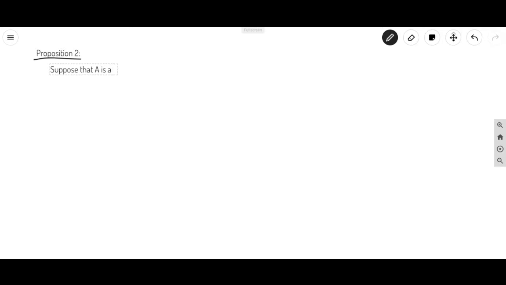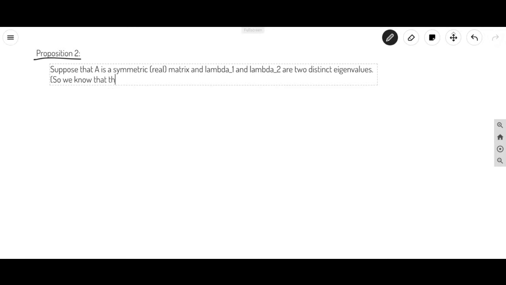Suppose that A is a symmetric, of course real, matrix, and lambda 1 and lambda 2 are two distinct eigenvalues. We know they must be real, right? We know the eigenvalues are real. So choose two eigenvectors for each of the two eigenvalues.